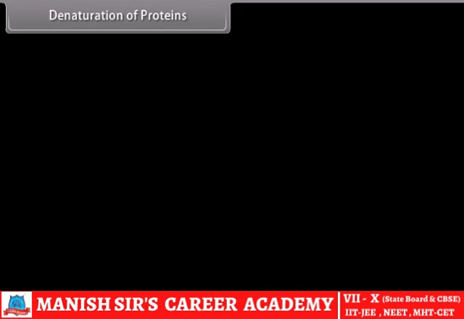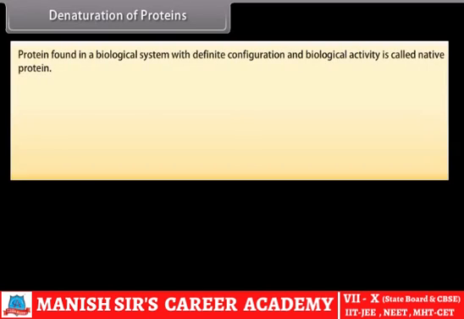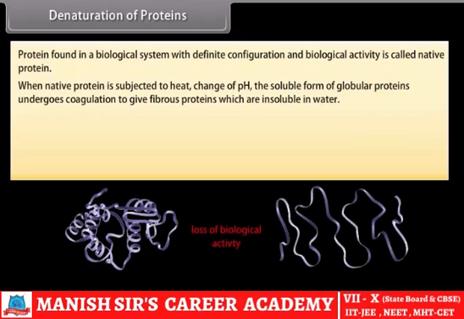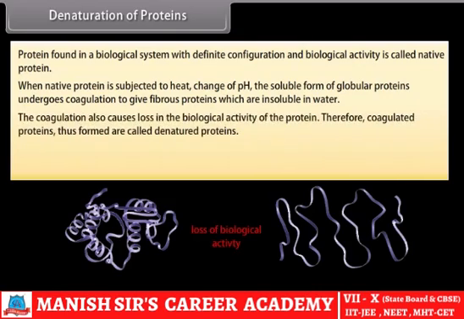Denaturation of proteins. A protein found in a biological system with definite configuration and biological activity is called native protein. When native protein is subjected to heat or change of pH, the soluble form of globular proteins undergoes coagulation to give fibrous proteins, which are insoluble in water. The coagulation also causes loss in the biological activity of the protein.